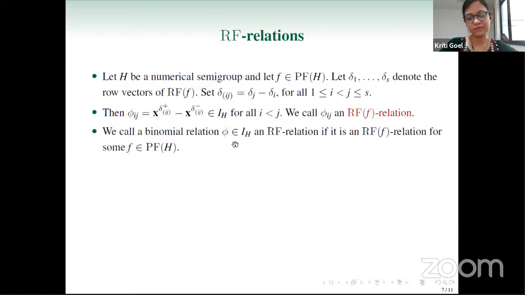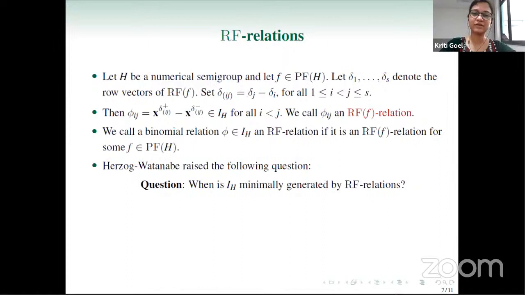So given a binomial f in the defining ideal, we say it's an RF relation if it is an RF-F relation for some pseudo-Frobenius number. This gives us an idea that these binomials are indeed elements of the defining ideal. So the next question, which was raised by Watanabe and Herzog, is: when can I_H be minimally generated by these binomials, which we call RF relations? These elements are indeed elements of the defining ideal, but when do they become a minimal generating set for this defining ideal? They also proved it in certain cases, precisely when embedding dimension is equal to 3, and other cases when embedding dimension is 4, but the numerical semigroup has extra properties where it is either almost symmetric or pseudo-symmetric.